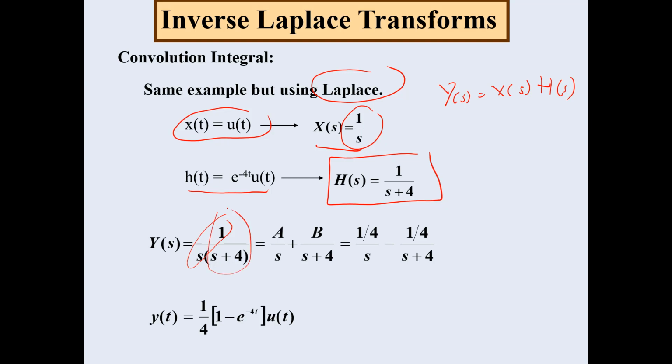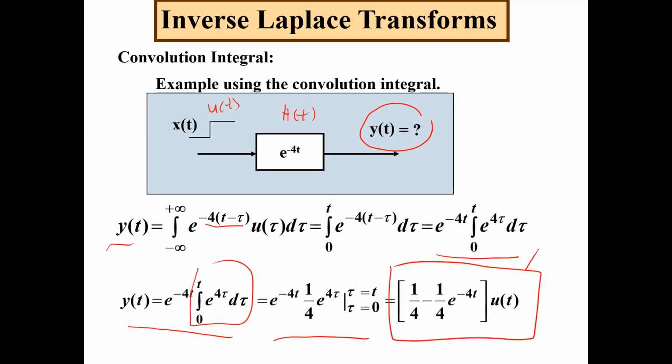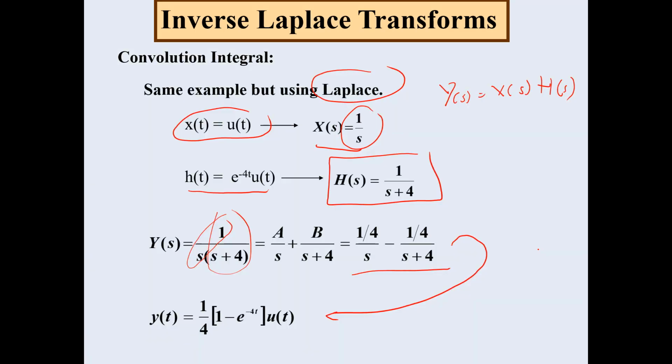Okay, so we can make partial fractions, A/s + B/(s+4). Using Heaviside, we got that A is 1/4 and B is minus 1/4. So it becomes 1/(4s) minus 1/(4(s+4)). So we transform from the s domain to the time domain, and this becomes y(t) is 1/4 (1 minus e^(-4t)) u(t), similar to this equation. So we can use this convolution integral in the time domain, or we can use the Laplace transform.